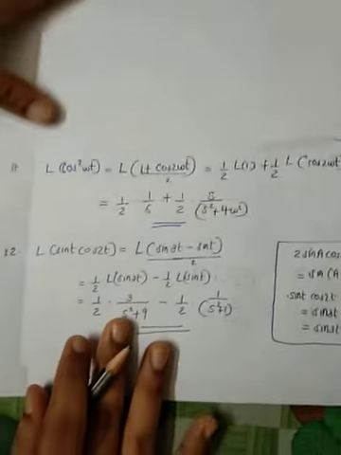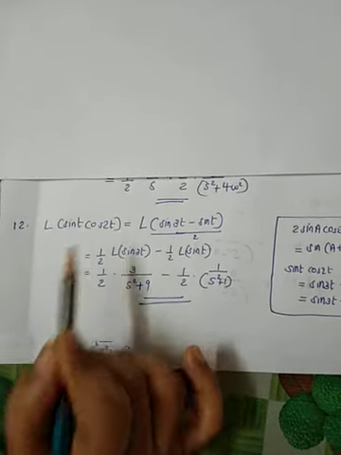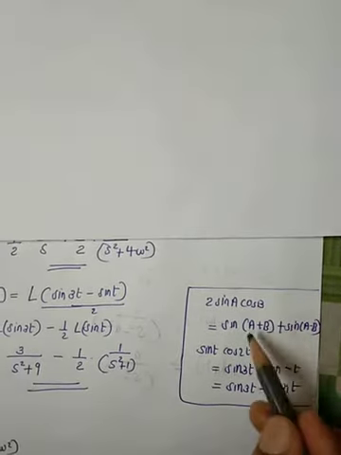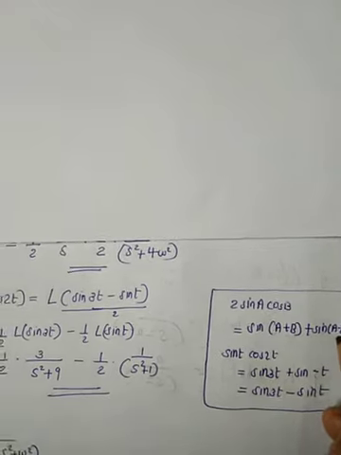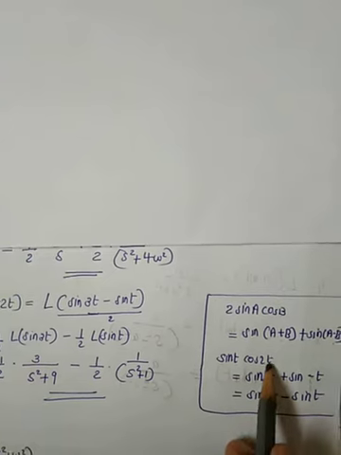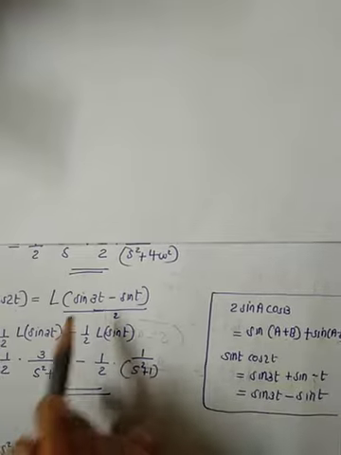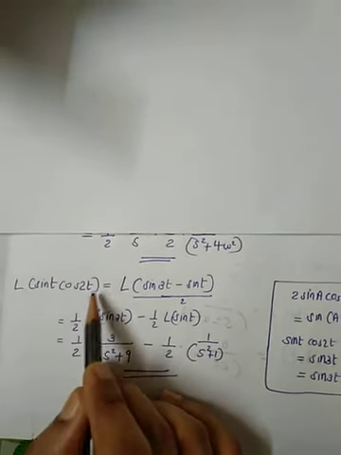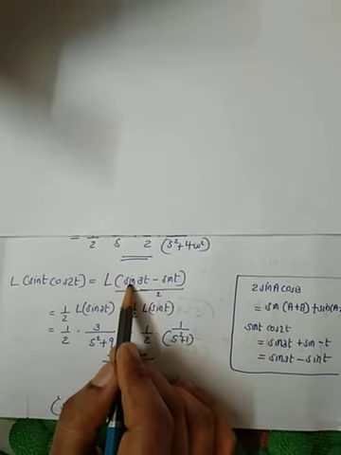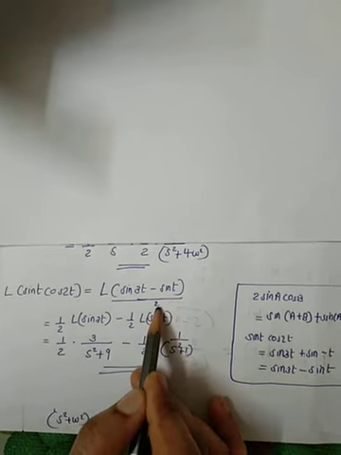Similarly, we can find out the Laplace transform of sin t cos 2t. Using the trigonometric relation, 2 sin a cos b is sin of a plus b plus sin of a minus b. Here, instead of a it is t, instead of b it is 2t. Then we can apply the standard trigonometric relation, and L of sin t cos 2t is equal to L of sin 3t minus sin t divided by 2.